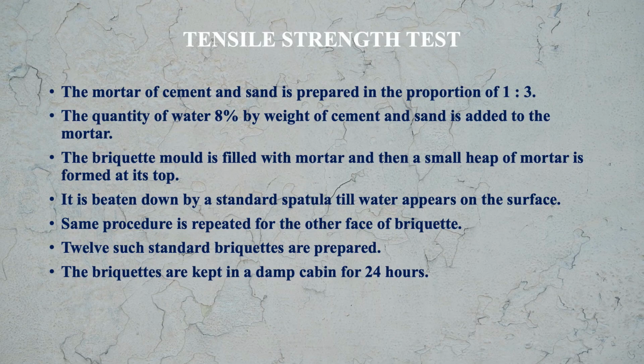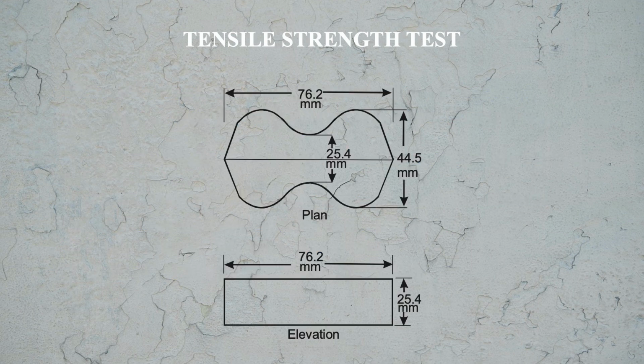12 such standard briquettes are prepared. Now the briquettes are kept in a damp cabin for 24 hours. Here you see the briquette plan and the elevation. In plan you see it is 76.2 mm long, whereas width is 44.5 mm, where at the neck its width is 25.4 mm. In elevation you can see that length is 76.2 mm and height of this briquette is 25.4 mm. This is the briquette basically.